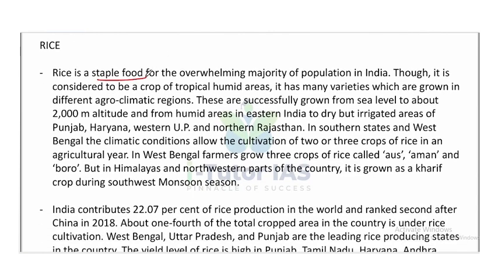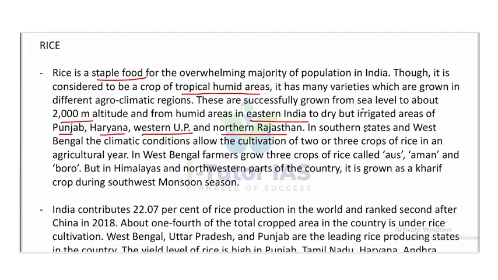Rice is a staple food for the overwhelming majority of the population in India. Though it is considered to be a crop of tropical humid areas, it has many varieties which are grown in different agroclimatic regions. These are successfully grown from sea level to about 2000 meter altitude, from humid areas in eastern India to dry but irrigated areas of Punjab, Haryana, western UP and northern Rajasthan.